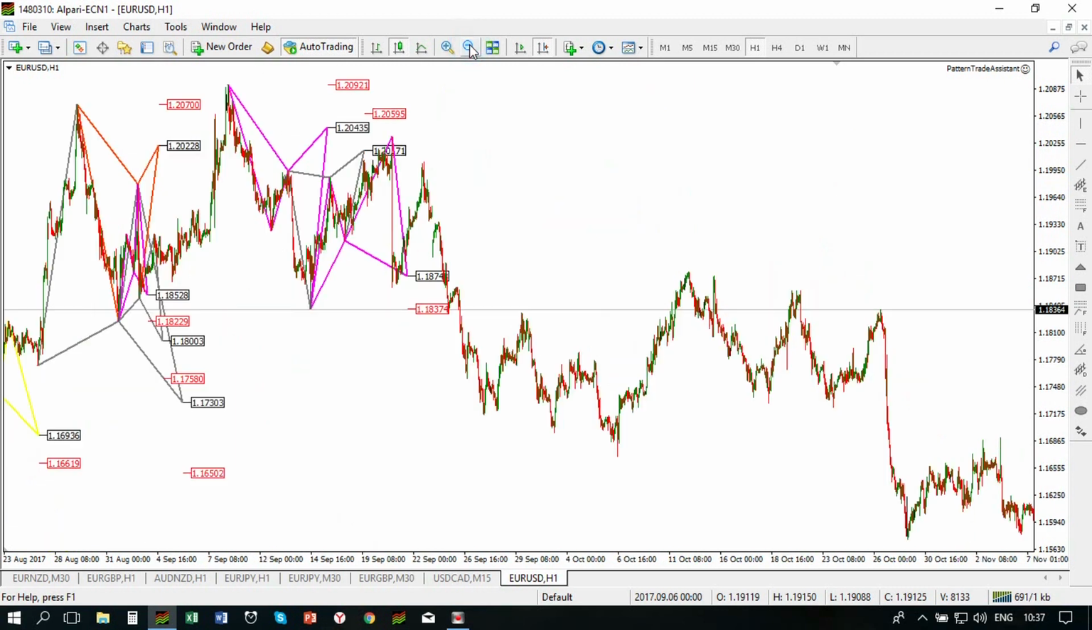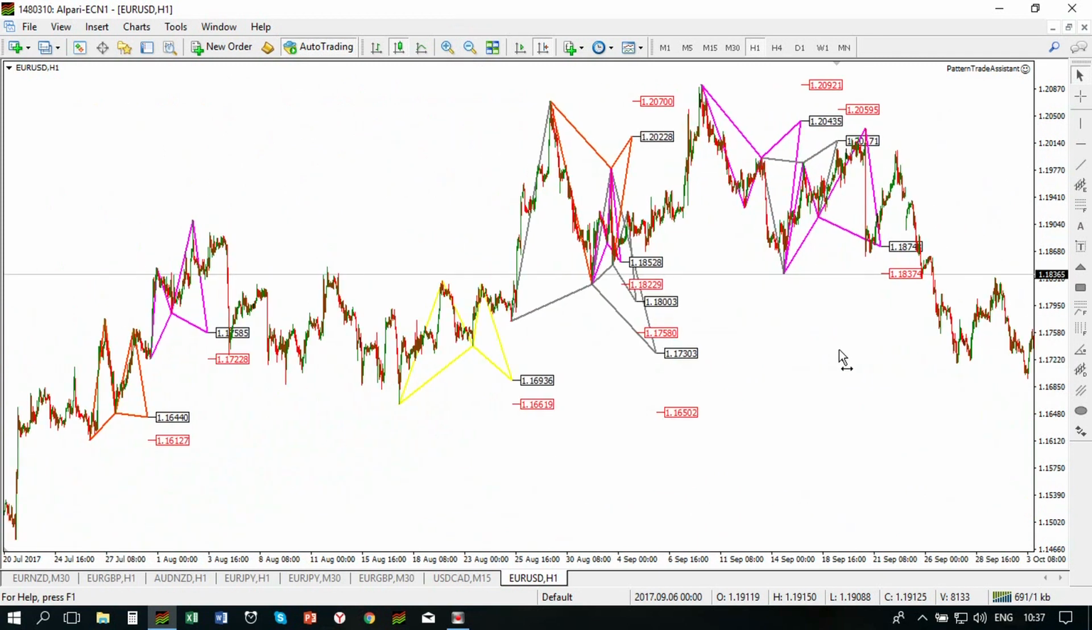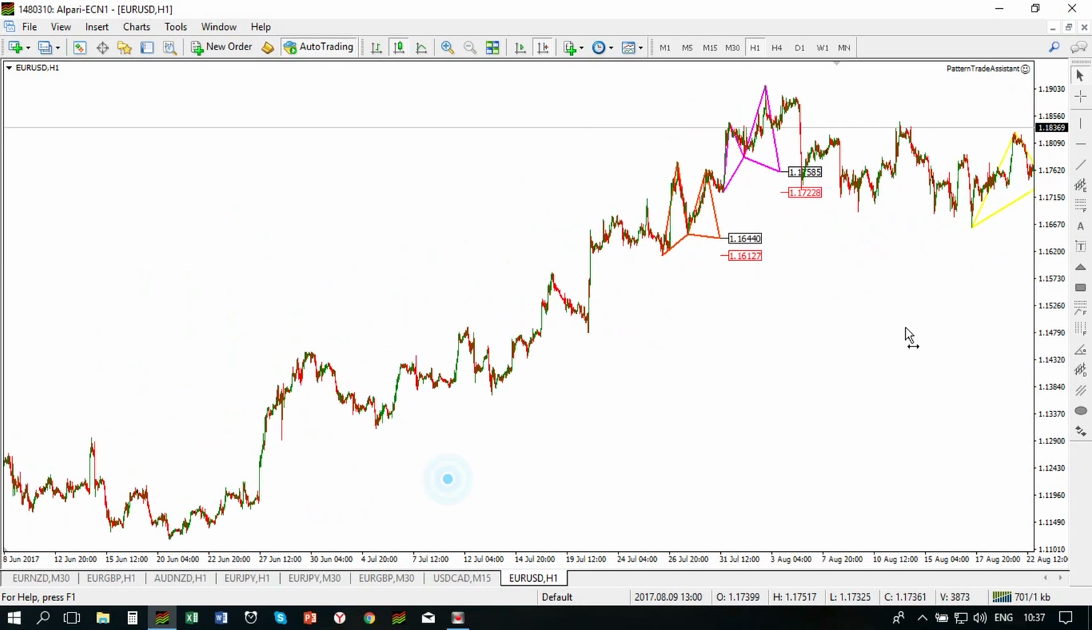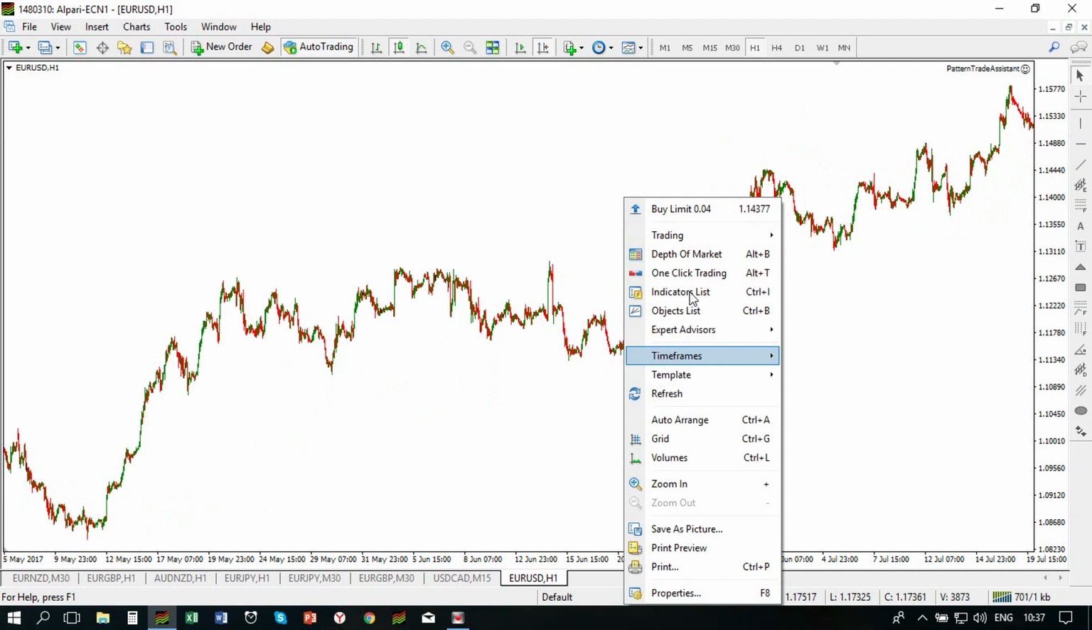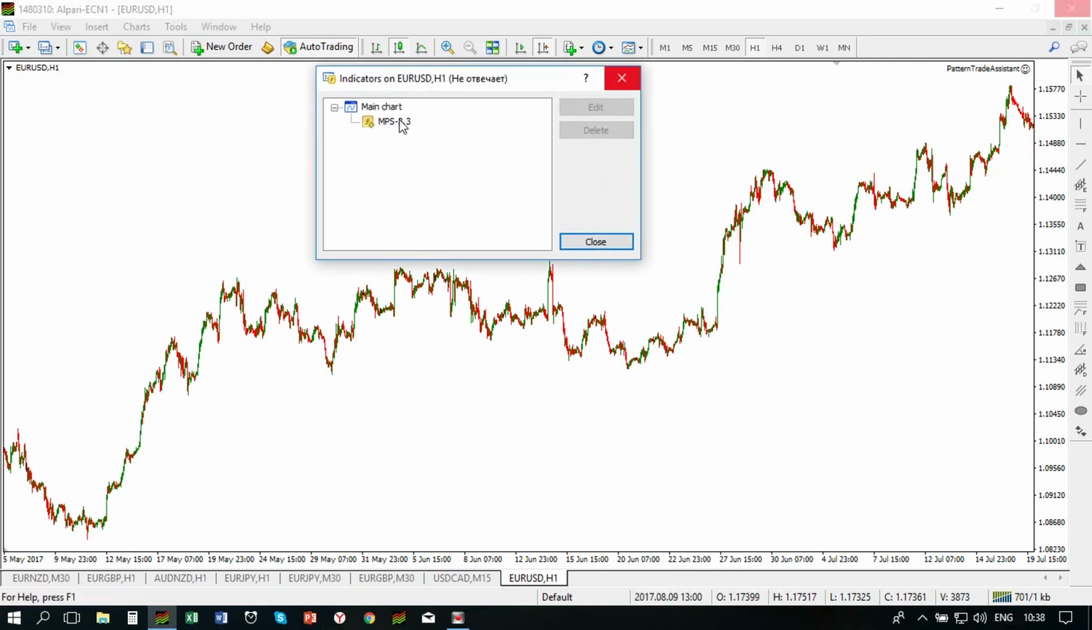So the swing identification algorithm is unique here. When you find, when you are looking for trades, it is unique. What I mean is that the software doesn't use only one swing identification algorithm.